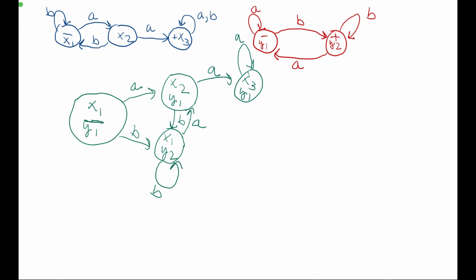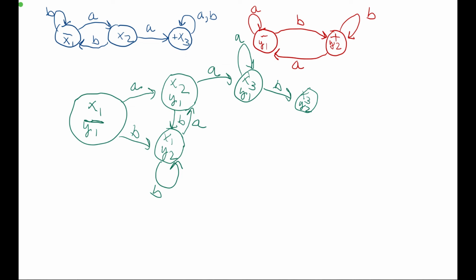Now, if I'm in state x3 and I get a B, I stay in x3. And if I'm in state y1 and I get a B, then I go to state y2. And do I have an x3, y2? I don't, so that's going to be a new state. All right, let's keep going.